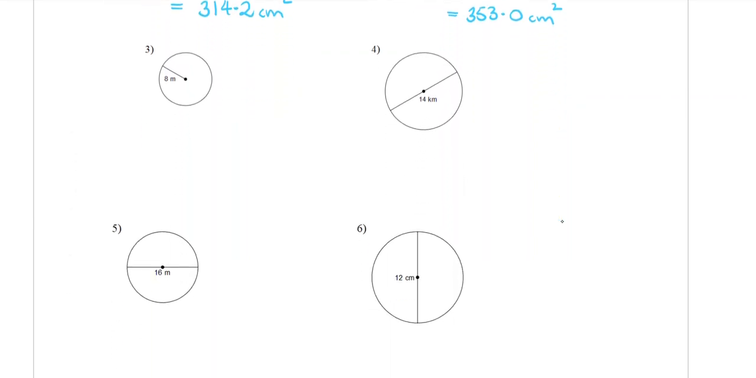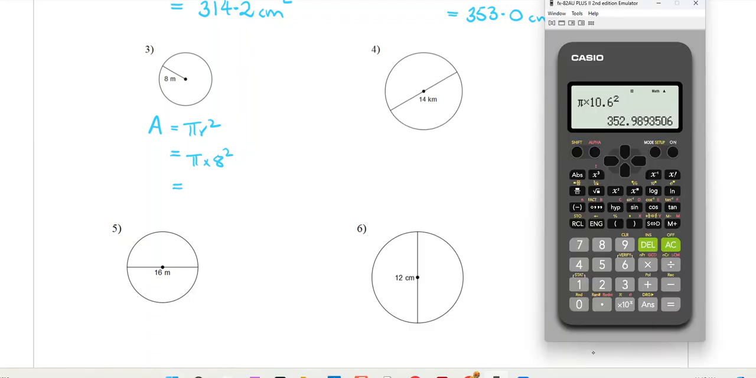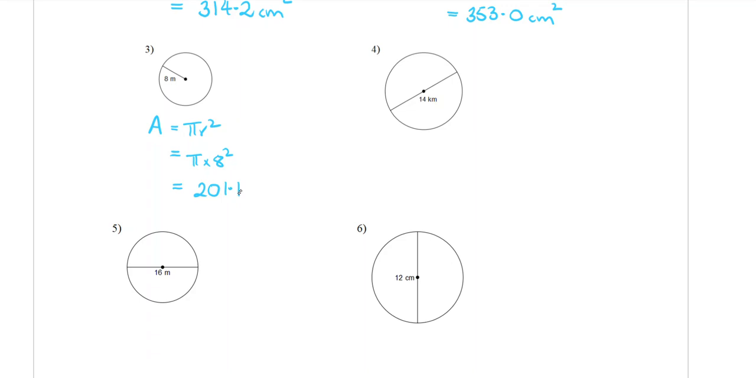Question 3. We have a circle. So the formula is going to be A equals pi r squared. What's the radius? So it's going to be pi times 8 squared. Put it in the calculator. To 1 decimal place? Very good. This will be metres squared.